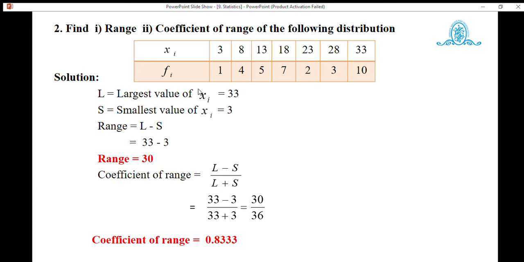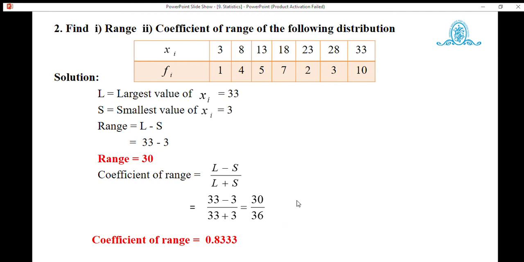While calculating range, every time we have to consider the values of xi just. Fi values will not come in any of the formula of range. Remember it. So xi, the largest value is 33, so L is 33. The smallest value of xi is 3, so capital S is 3, and hence range is 33 minus 3, that is 30. And the coefficient of range, substituting the values in the formula L minus S upon L plus S, is 30 upon 36, that is 0.8333.